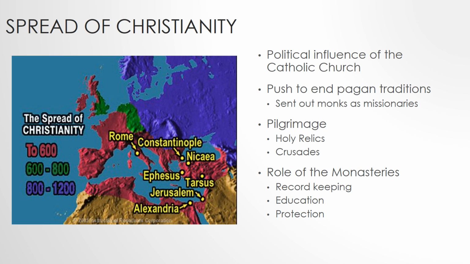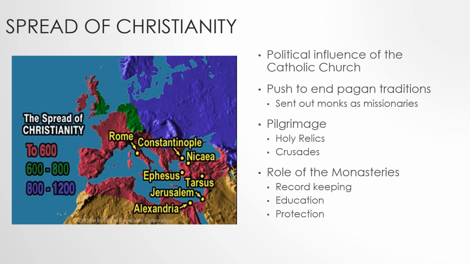A pilgrimage was the ultimate sacrifice, which ultimately will create the Crusades. It's one of the justifications for the Crusades. The Christian Church, both the Orthodox and the Catholics, said that the Arab Muslims were attacking the Christian pilgrimages on their way to the Holy Land to see the relics associated with Jesus' life and death, and so that is partly where the Crusades come into play.